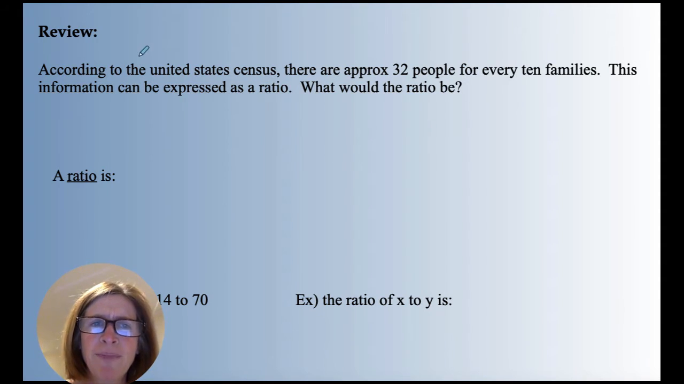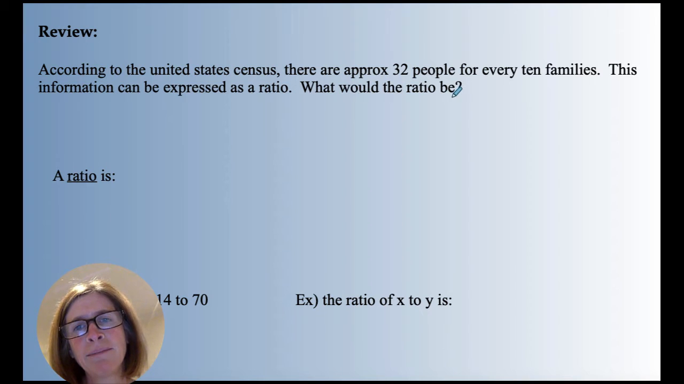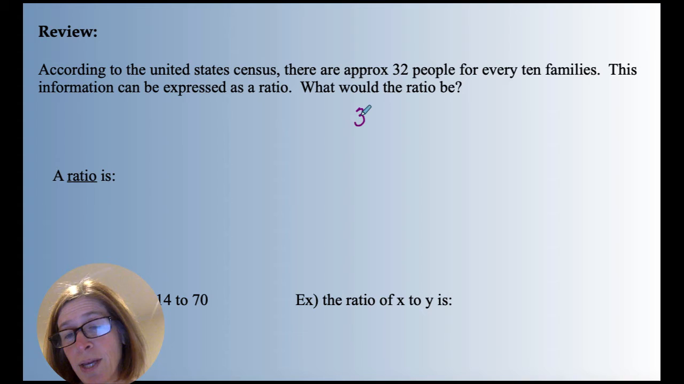But let's review. According to the U.S. Census, there are approximately 32 people for every 10 families. This information could be expressed as a ratio. What would the ratio be? Well, hopefully you're saying you know that you could write it as 32 to 10.